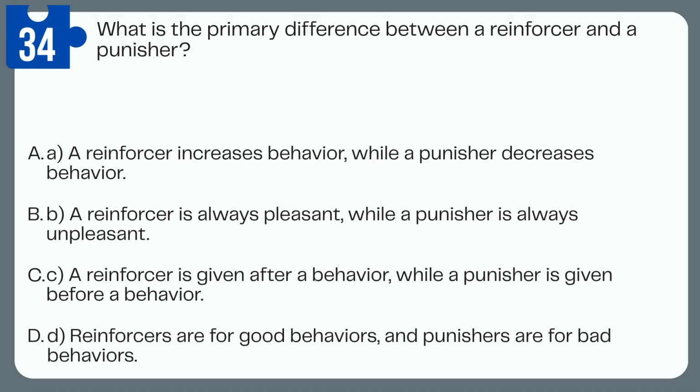Question 34. What is the primary difference between a reinforcer and a punisher? A. A reinforcer increases behavior, while a punisher decreases behavior. B. A reinforcer is always pleasant, while a punisher is always unpleasant. C. A reinforcer is given after a behavior, while a punisher is given before a behavior. D. Reinforcers are for good behaviors, and punishers are for bad behaviors.